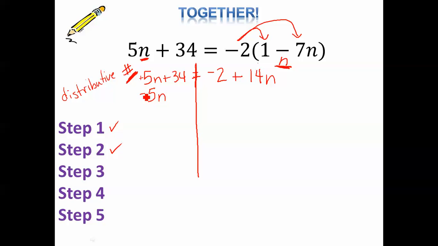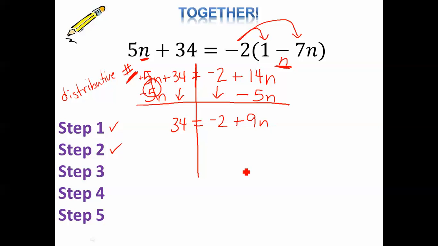If we subtract it from one side, we have to subtract it from the other. Now we can't subtract 5n from 2 because one has an n and one doesn't. So we have to subtract our 5n from our 14n. Draw our line. Plus 5n minus 5n is 0. So that goes away. What's left on this side is 34 equals, we're going to bring down our negative 2. And then 14n minus 5n is plus 9n.